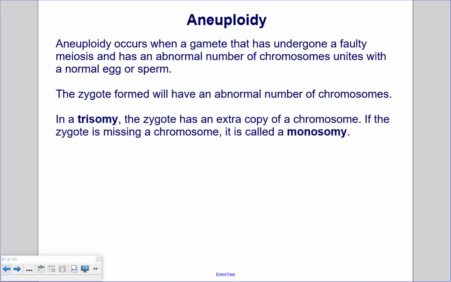Aneuploidy. Aneuploidy occurs when a gamete that has undergone a faulty meiosis and has an abnormal number of chromosomes unites with a normal egg or sperm. The zygote formed will have an abnormal number of chromosomes. In a trisomy, the zygote has an extra copy of the chromosome. If the zygote is missing a chromosome, it is called a monosomy.